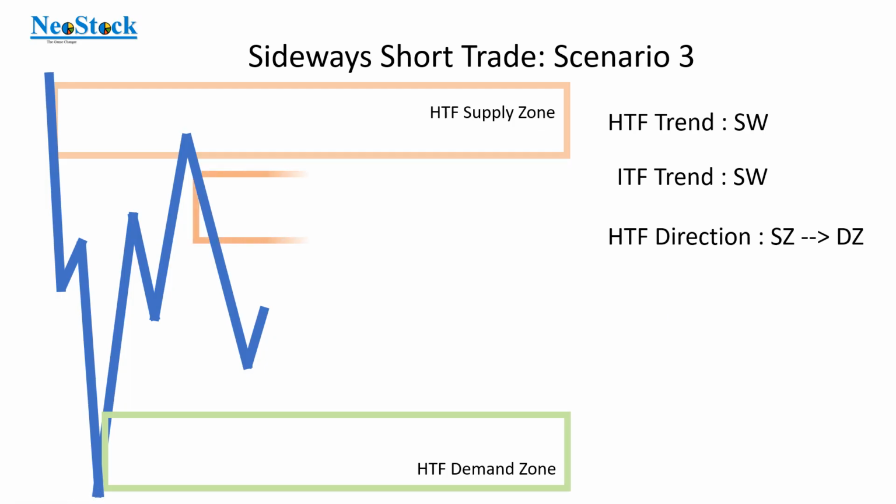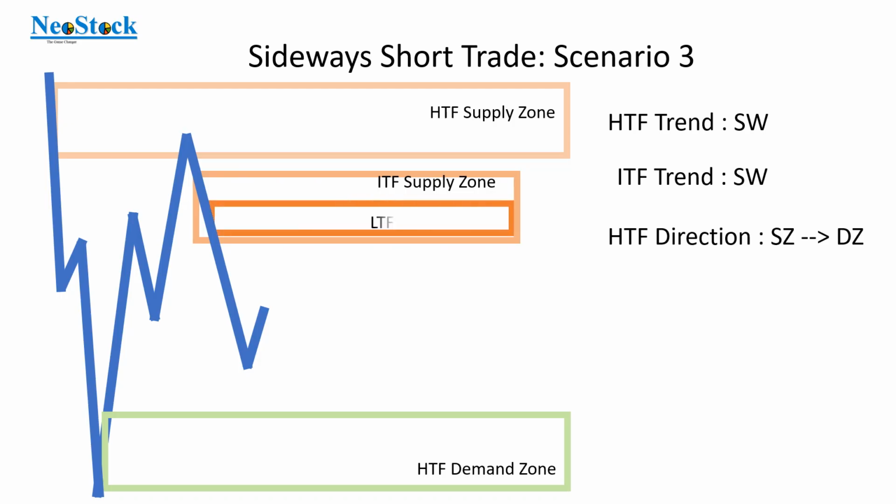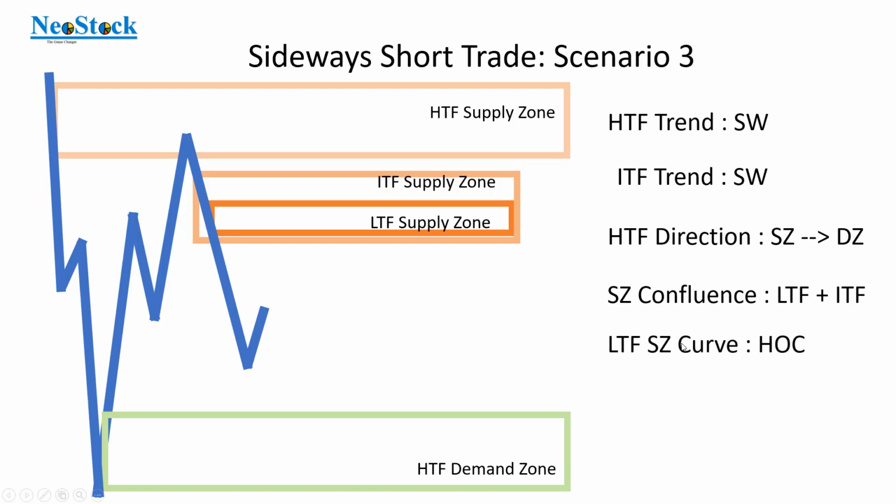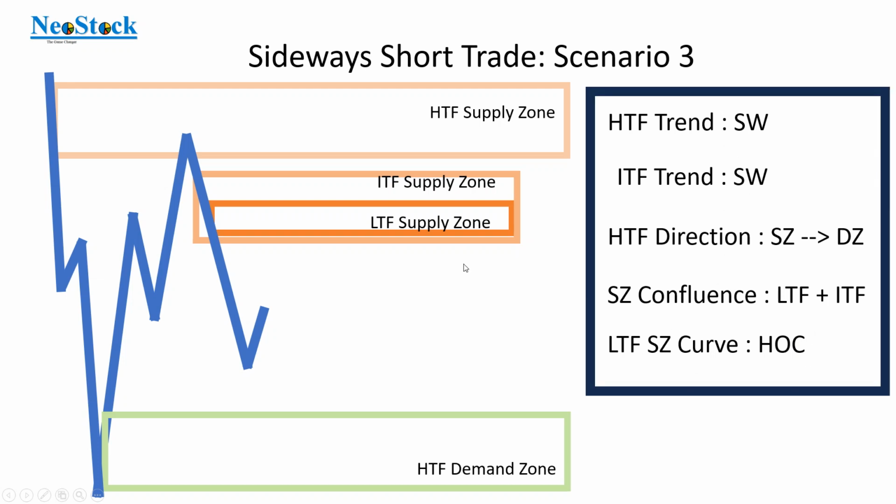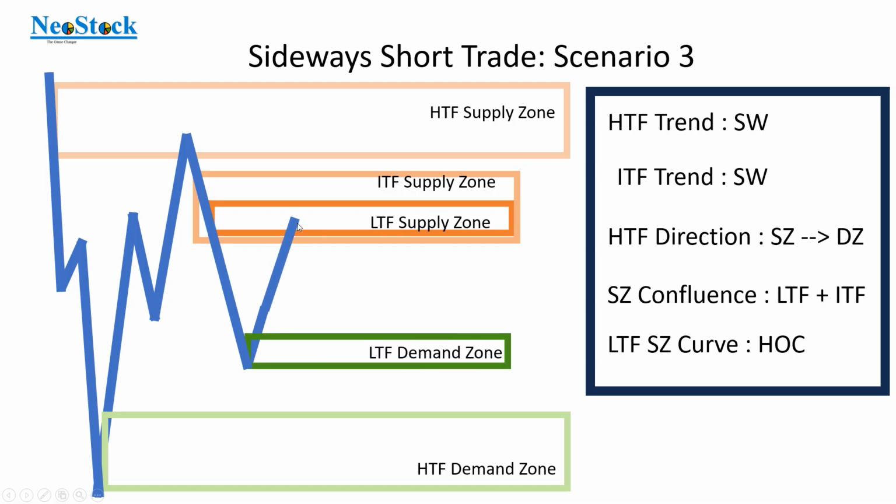The zone confluence. ITF supply zone and LTF supply zone confluence. So supply zone confluence should be both LTF and ITF. Is it enough? No. One more important condition. The short trade should be only at high on the curve. Your location, curve or location, should be high on the curve. When all these conditions are satisfied, then only you can plan a short trade in the LTF supply zone, and target should be until the LTF demand zone. See, price reaches here, then you can plan a short trade till this LTF demand zone. This is scenario number 3.